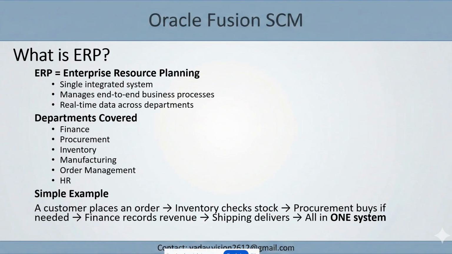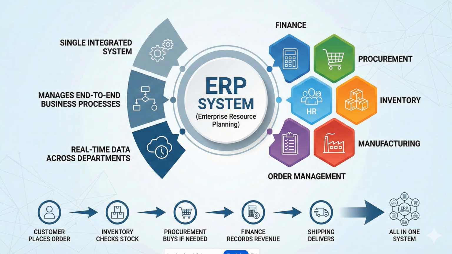Most departments, like I captured here, are covered under this ERP: majorly finance, procurement, inventory, manufacturing, order management, and human resources. In the example I gave, a customer places an order, you check inventory, and if the product is not available you buy it, then you pay, and then ship to the customer. Everything is done under one system. You can see this ERP system is integrated with all the departments like procurement, inventory, manufacturing, finance, and order management.